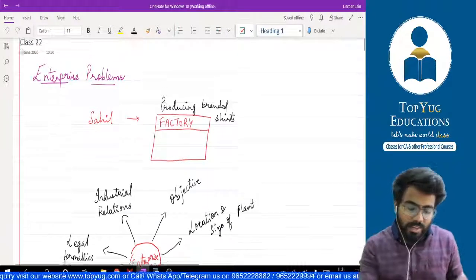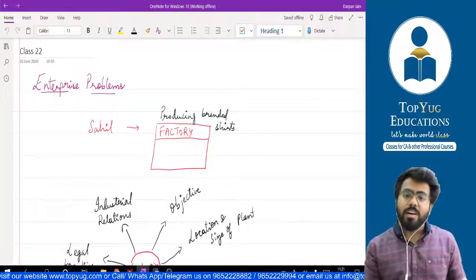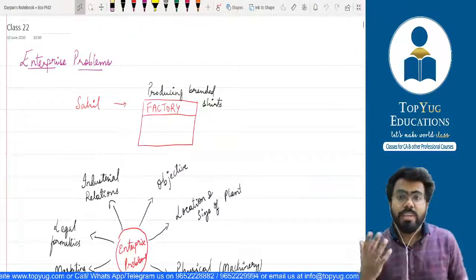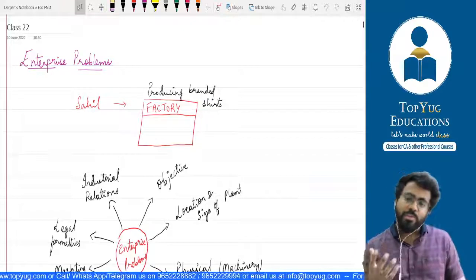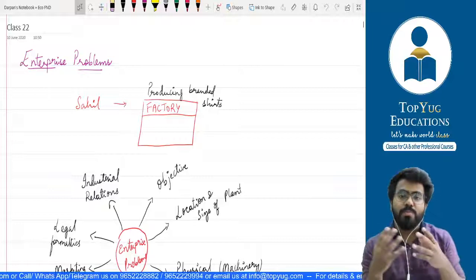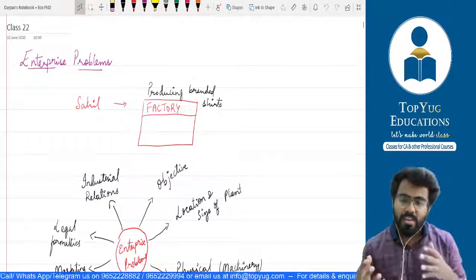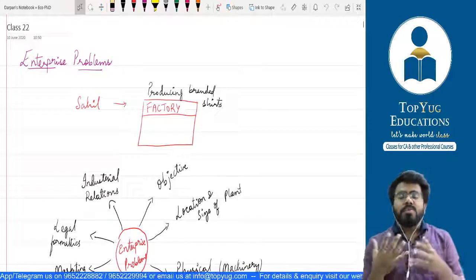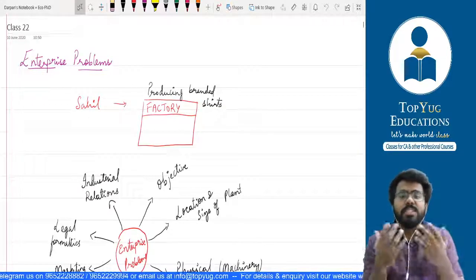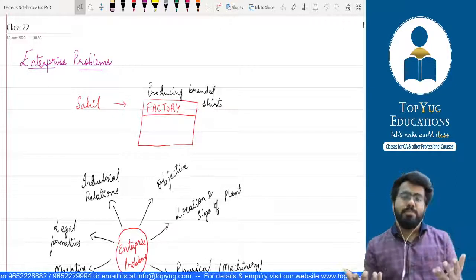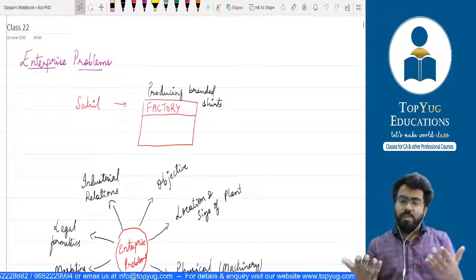Chalo. So what did we do in our last class? In our class number 22, we started off with enterprise problems first, right? We took the example of Sahil, और फिर देखा हमने that Sahil has tried to open up a factory which will produce branded shirts, correct? So this factory of Sahil, when he's starting to open it, this enterprise might have certain problems to it, and we saw as to how can he solve it.